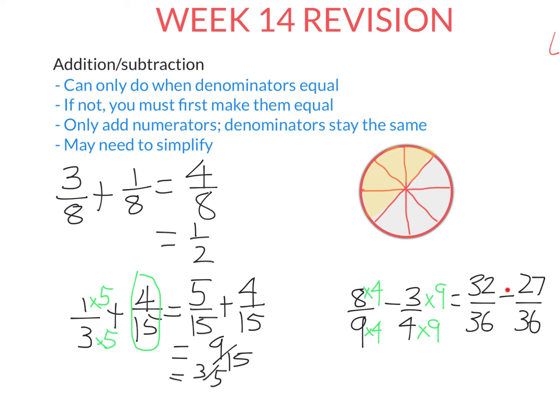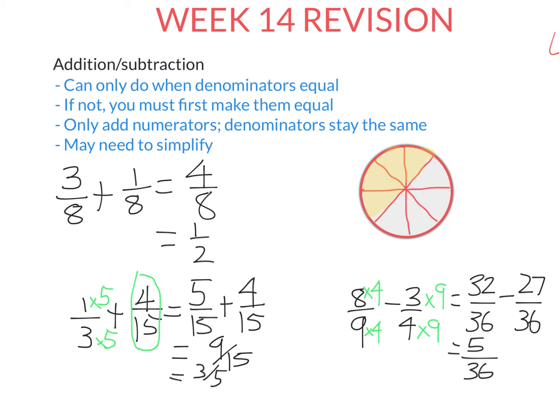So when you're subtracting fractions, you do pretty much the same as adding, except instead of going 32 plus 27, I go 32 minus 27, which is 5. Once again, I leave the denominator alone, and that's my final answer, 5 over 36. This one can't be simplified because 5 and 36 have no common factors other than 1.